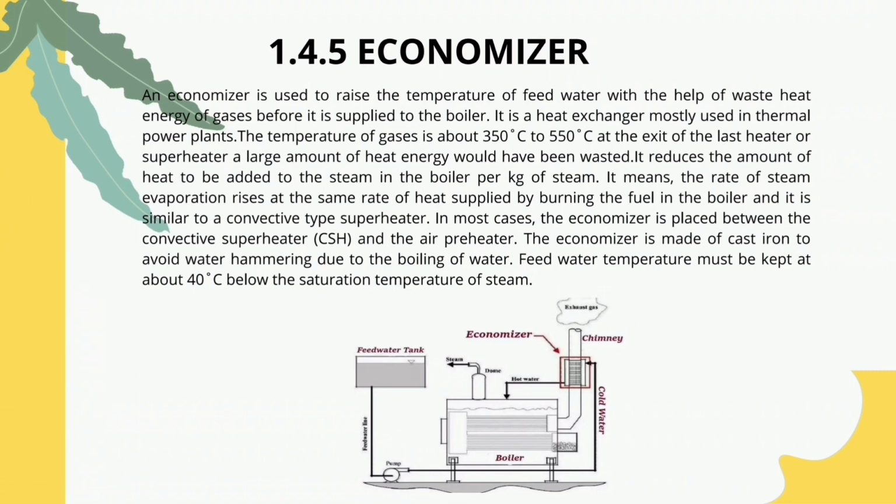So the feed water temperature must be kept about 40 Celsius below the saturation temperature of the steam. To see more clearly how it works, here I also show the schematic diagram of the boiler with the economizer system. So below the chimney is the economizer.